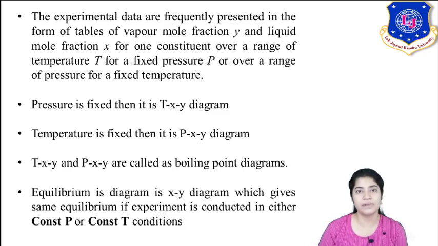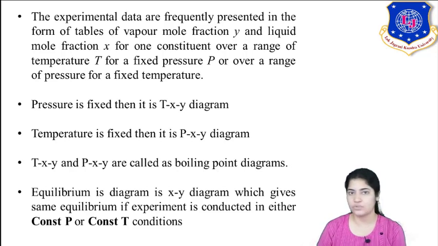Whereas in a constant pressure experiment, suppose I am carrying out simple boiling of normal water at home. It is an atmospheric condition, so the pressure is atmospheric. Now gradually I am increasing my temperature. That is a constant pressure experiment. When pressure is fixed, it is called a TXY diagram. It means the composition of vapor and liquid varies with temperature.